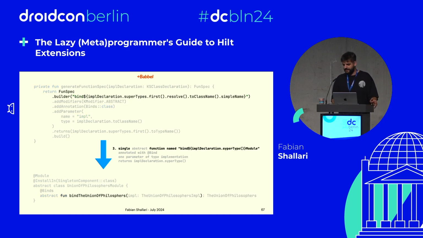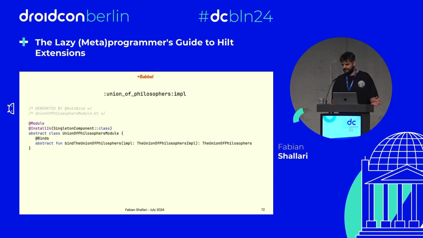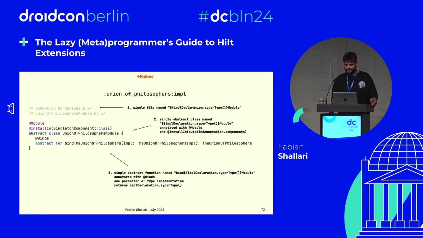And if we go through this line by line, again, we just declare a function spec with a certain name. We make it abstract. We add these binds. It has one parameter of the implementation type, and it returns the interface type. And that's it, all three steps.